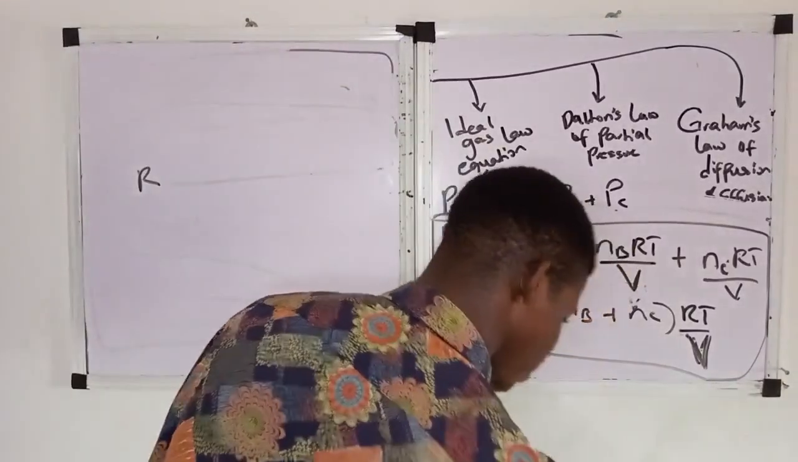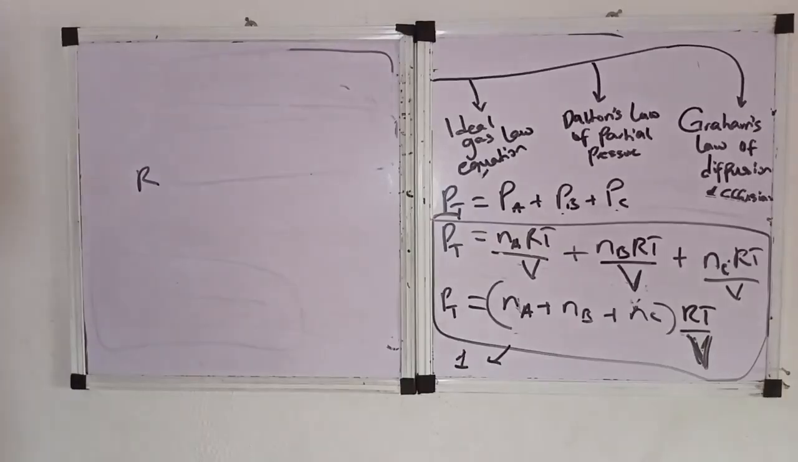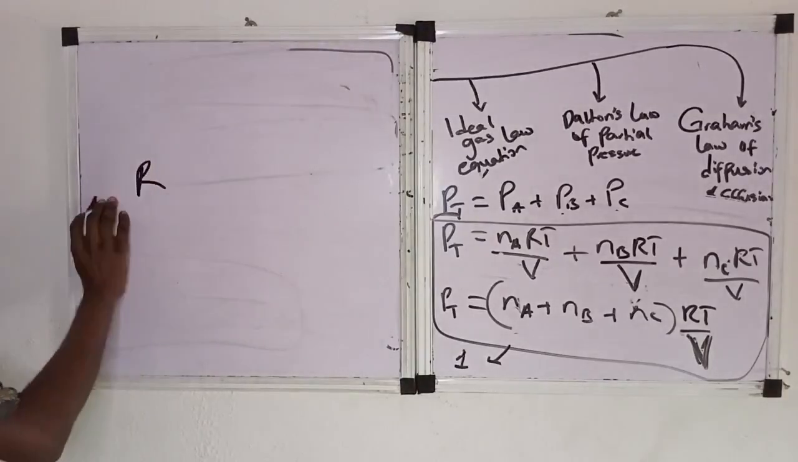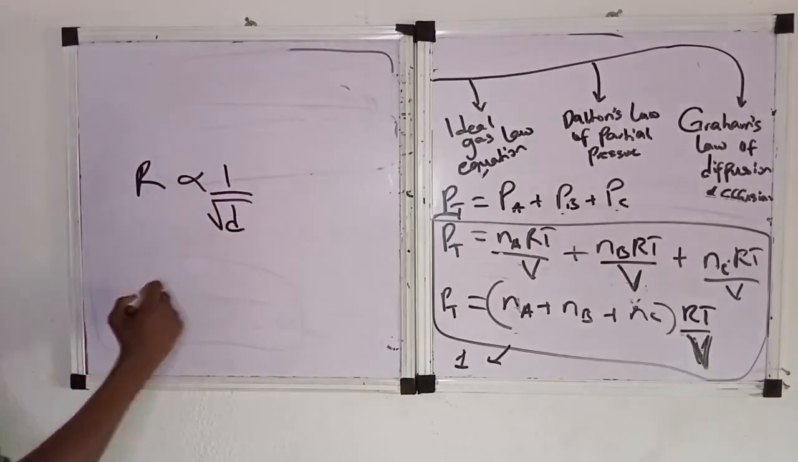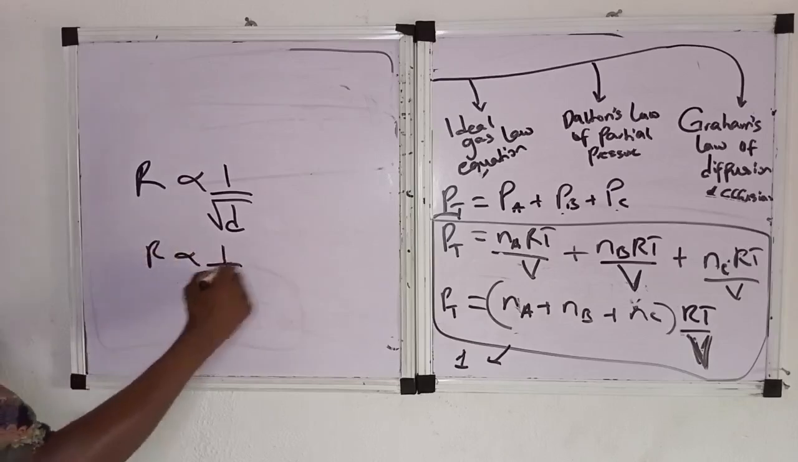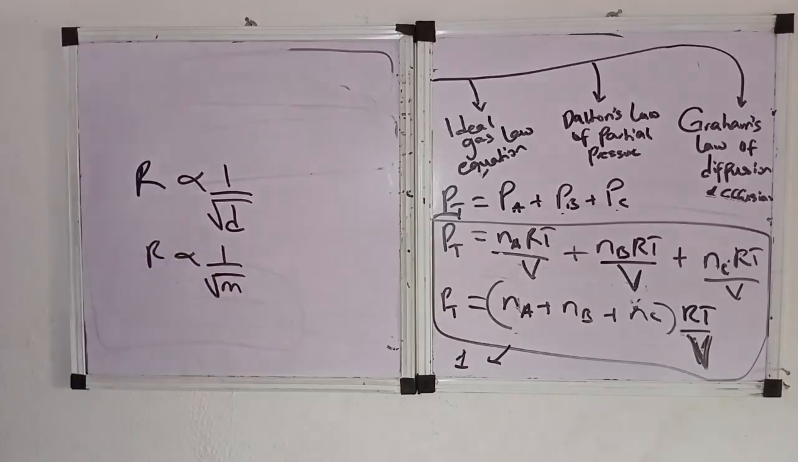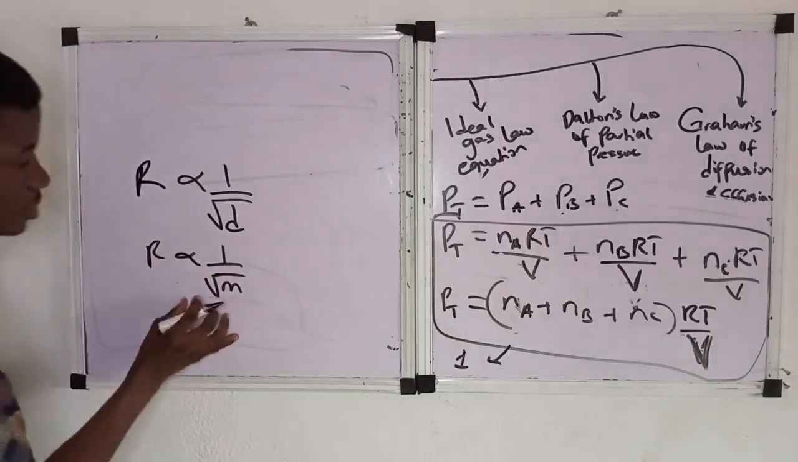Graham's law of diffusion states that the rate of diffusion of a gas is inversely proportional to the square root of its density, or inversely proportional to the square root of its molar mass. So this is the relation.